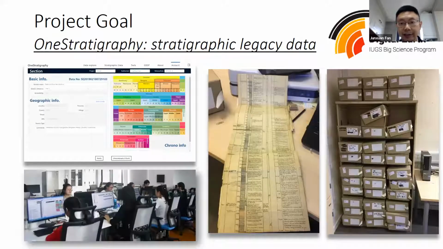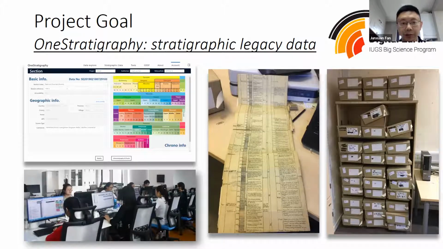Here is an example of the digitization of stratigraphic legacy data. On the right, you can see technical reports from the British Geological Survey. They have been stored there for many decades, and if you want to access them, you need to go to the library physically. Otherwise, you can't find those technical reports. They are very important and have been gathered by the British Geological Survey for half a century.